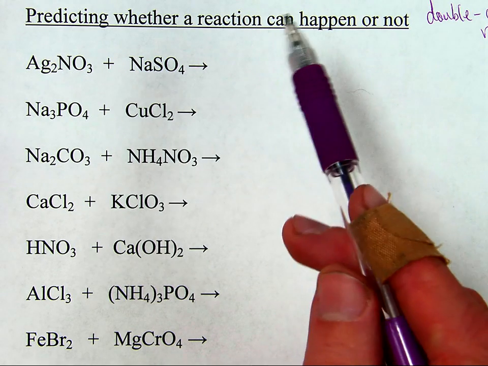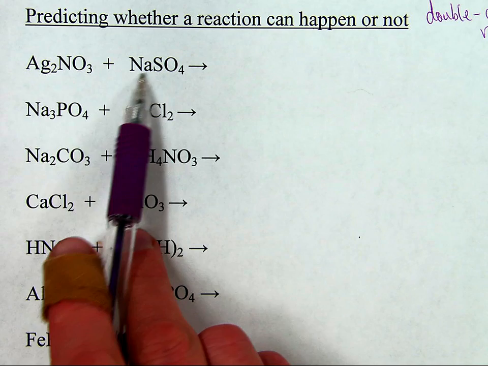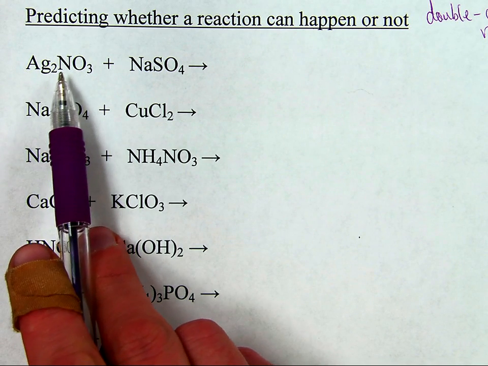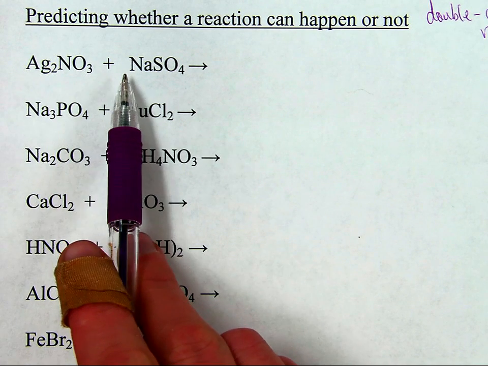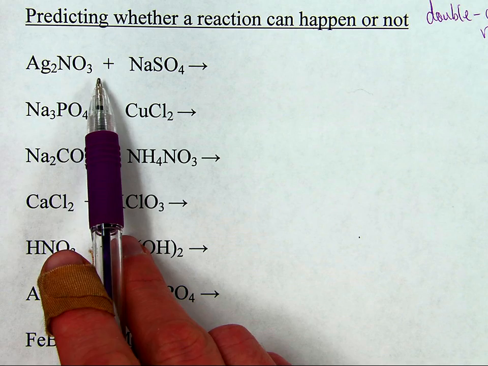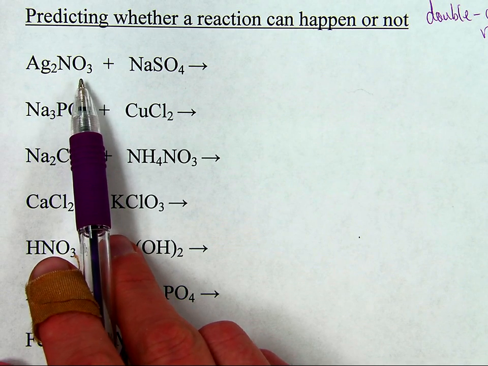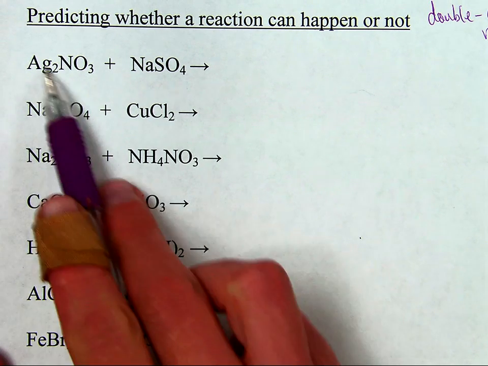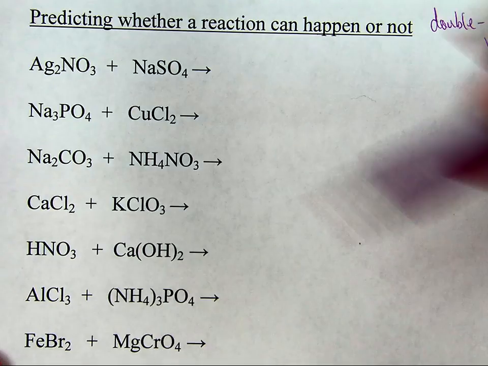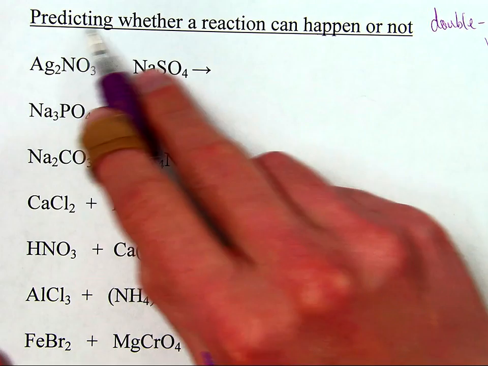Here, let's go through an example. I'll show you what I mean of how to do this. And we're going to start with this first one here. In order to figure out whether this reaction is going to happen, unlike with the single displacement ones, for these you do need to predict the products. So that means I'm going to switch the pieces first. I'm going to put silver here and then sodium here.